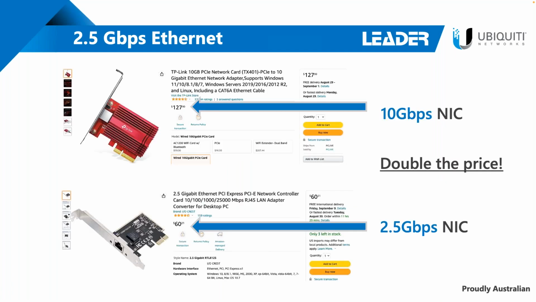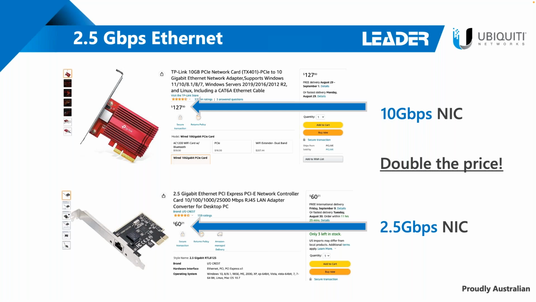Let's do a quick stock take of where we're at. Why would we use 2.5 gigabit per second Ethernet and enterprise switches if we can get 10 gigabit per second Ethernet already? It exists. Why wouldn't we use that instead? Well, the main reason for that is price and difficulty. So we'll talk about price first.